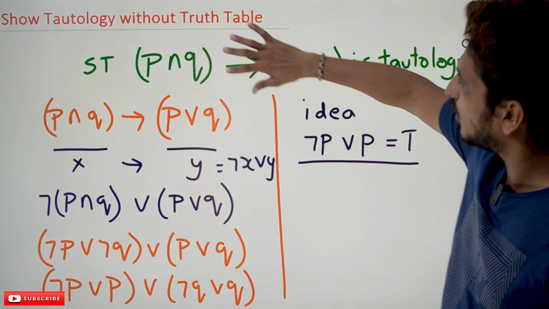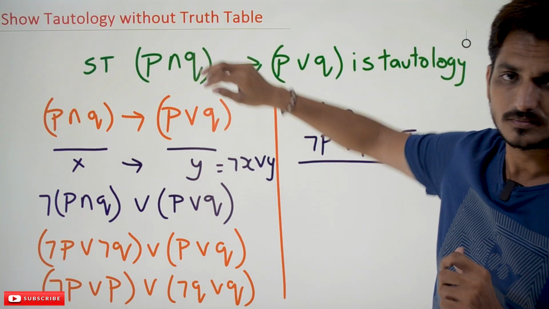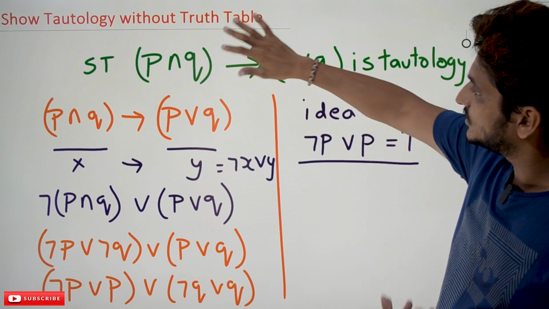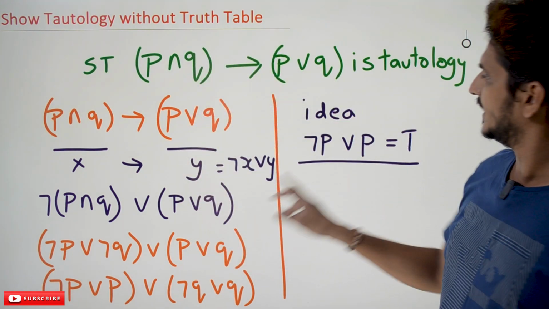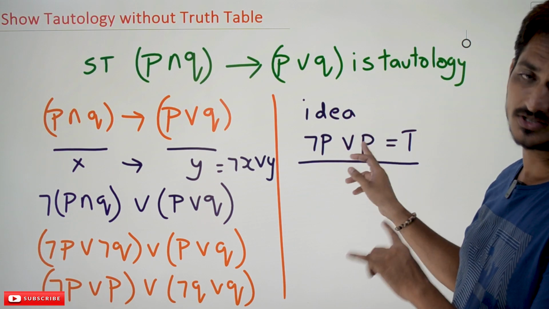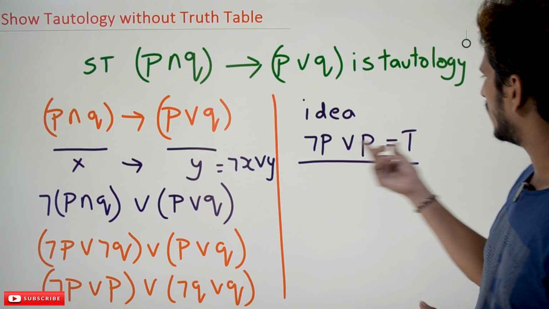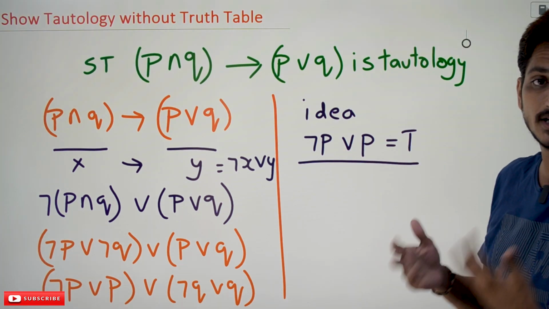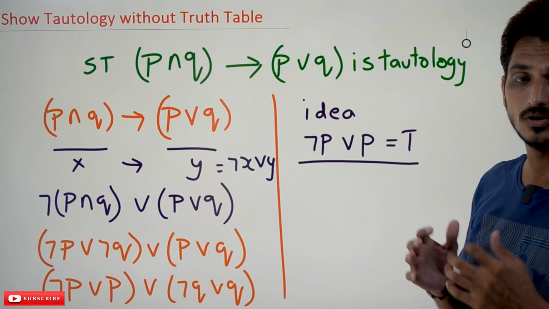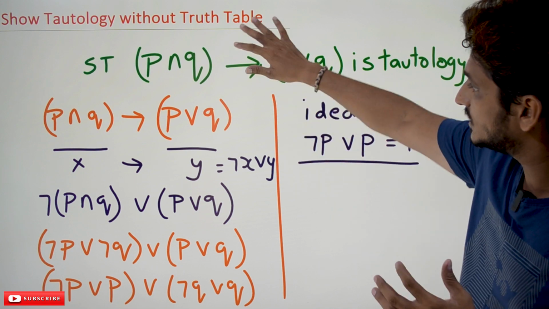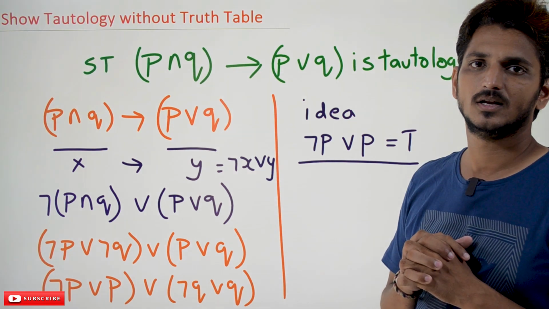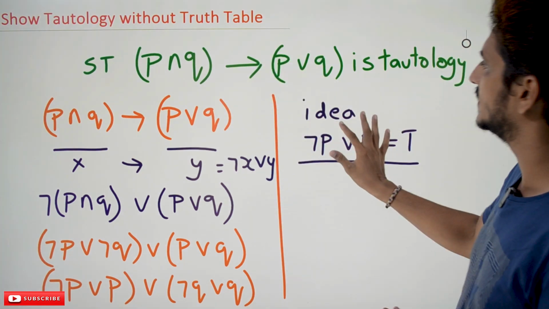So coming here, if you want to show this is a tautology, the first idea you need to get into your mind is: if you reduce this equation into the form negation P disjunction P, or negation X disjunction X, which is always true, we can say you got a tautology. So from this idea, you need to reduce this equation into the form negation X disjunction X. Now how to reduce this equation into this form?